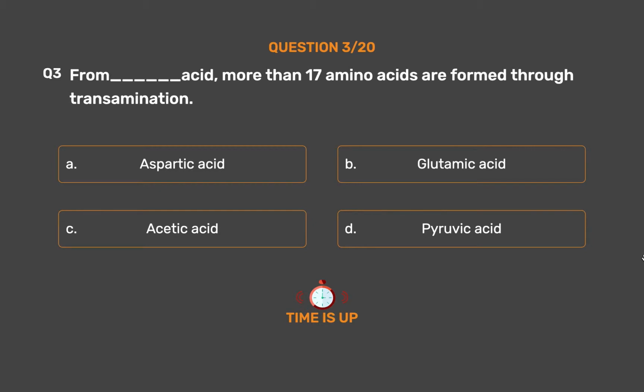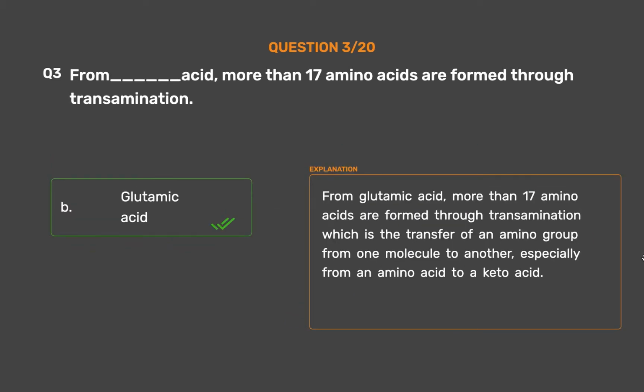The correct answer is option B. Glutamic acid. From glutamic acid, more than 17 amino acids are formed through transamination, which is the transfer of an amino group from one molecule to another, especially from an amino acid to a keto acid.